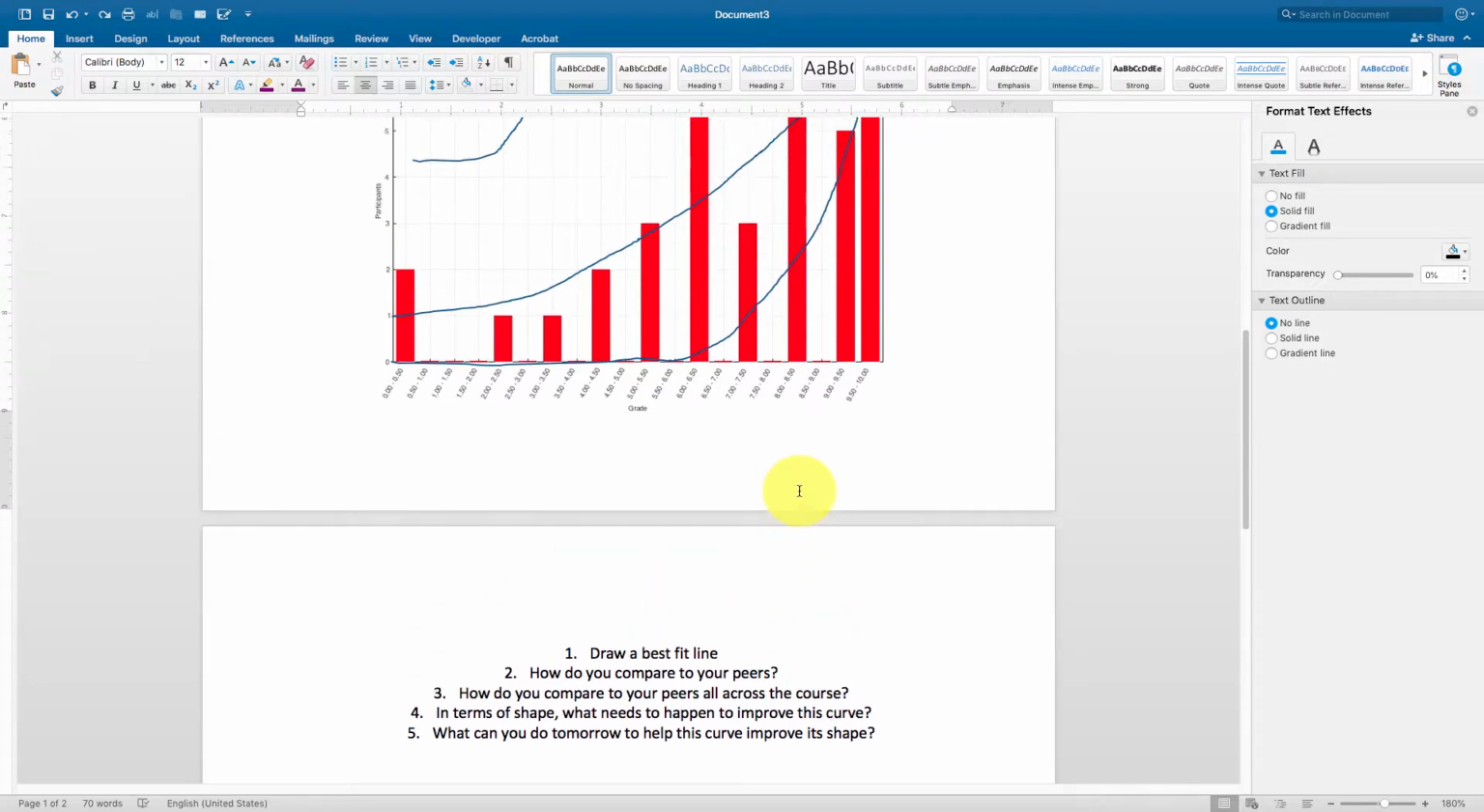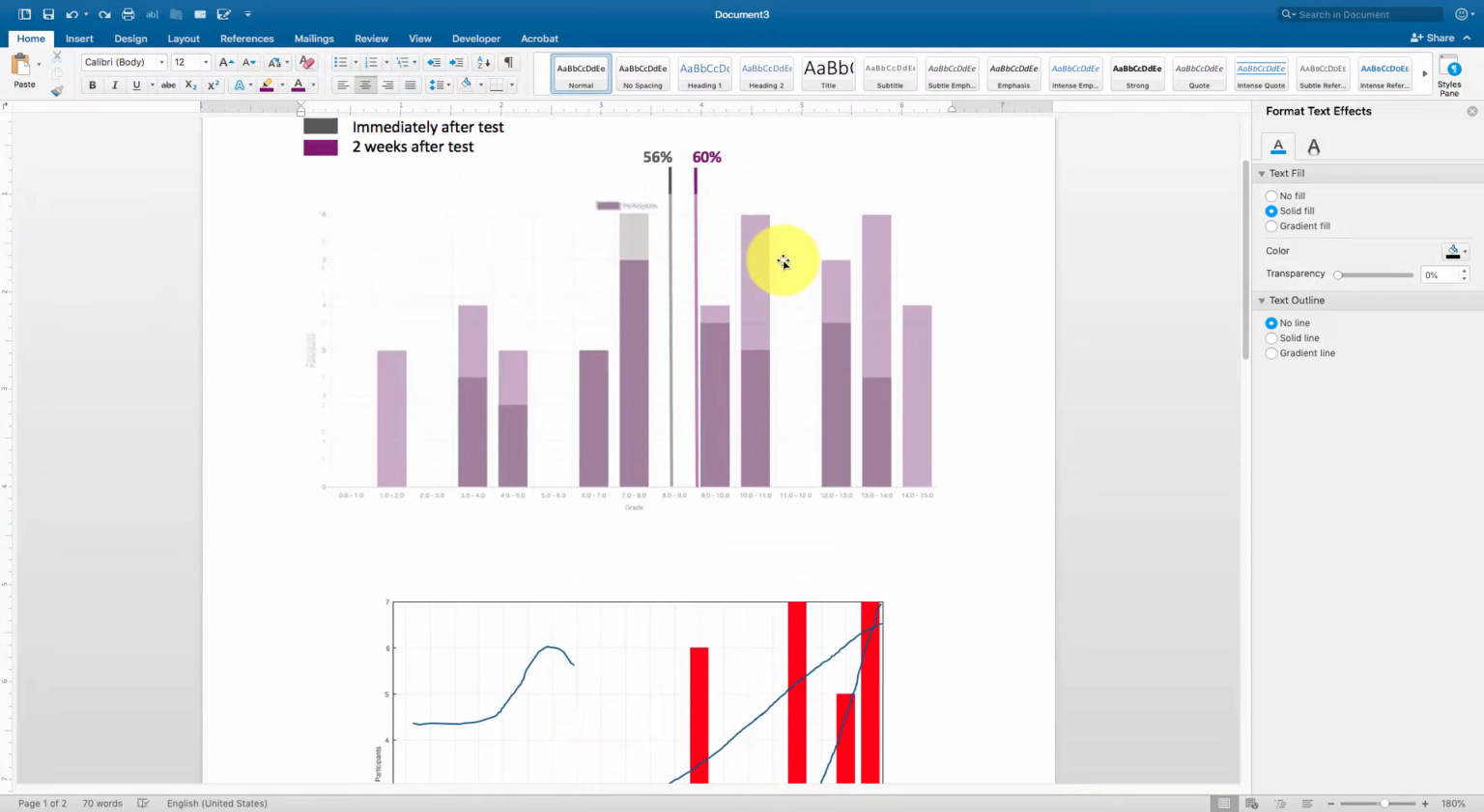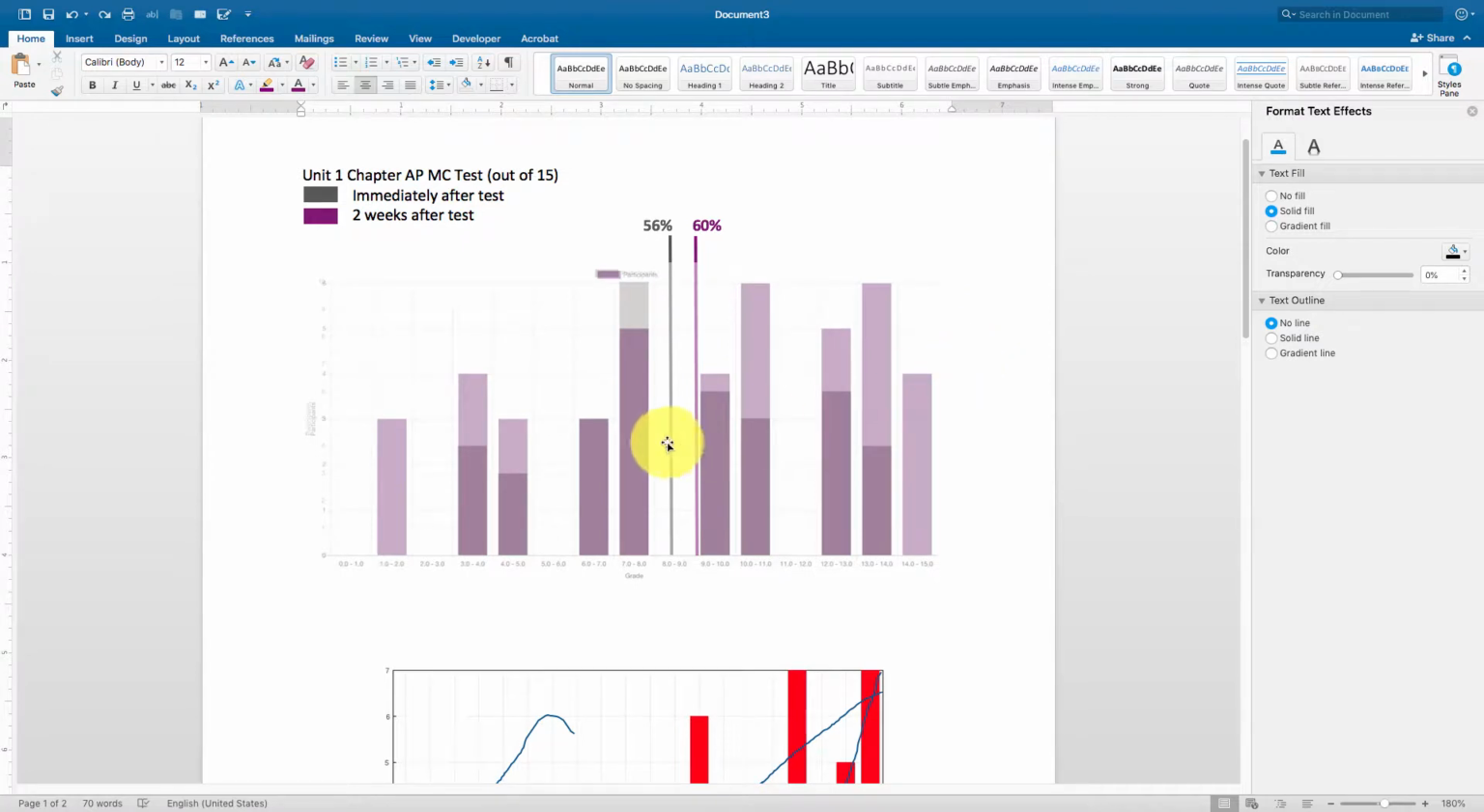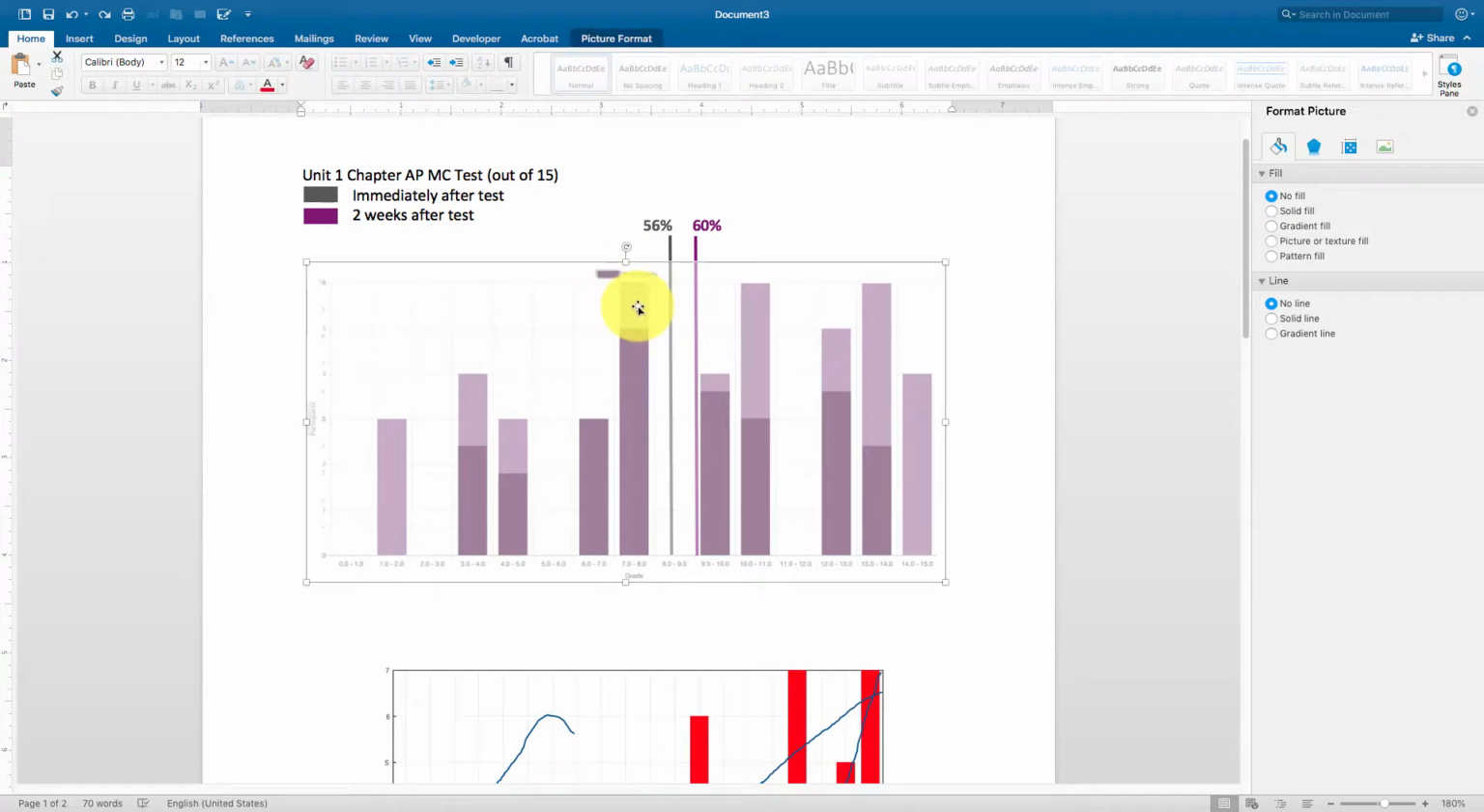Another thing I do with histograms is these are 2 different histograms, but I take the 2 histograms from the same test or the same assessment. Here's an example. Immediately after the test, the gray histogram, the one in the background, is the histogram. You can see it right here. So that's the histogram of the test.